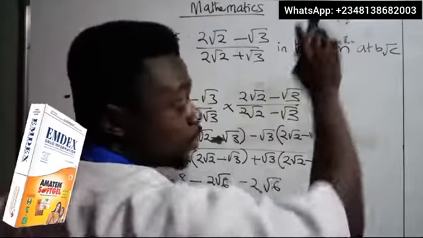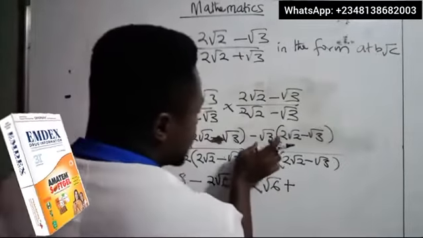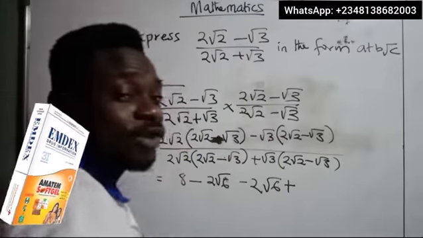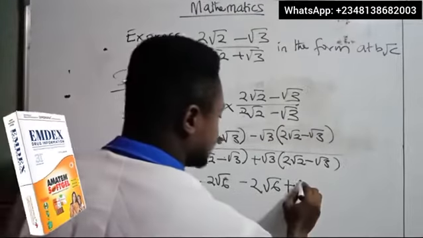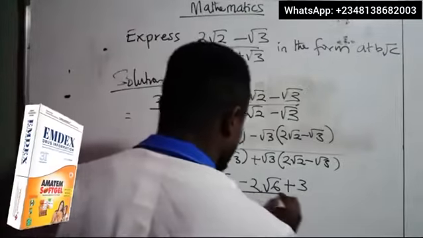Minus times minus will give you plus. Then root 3 times root 3 will give you what? 3. We have 3, all over.